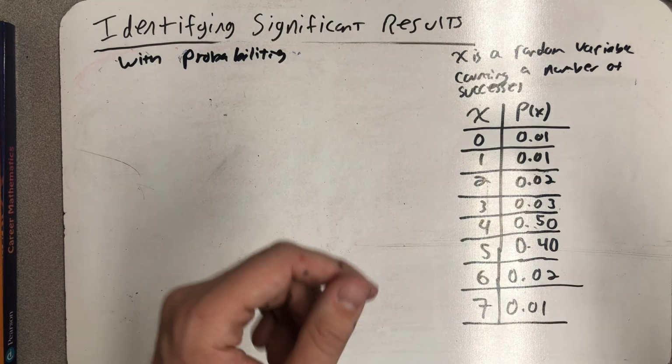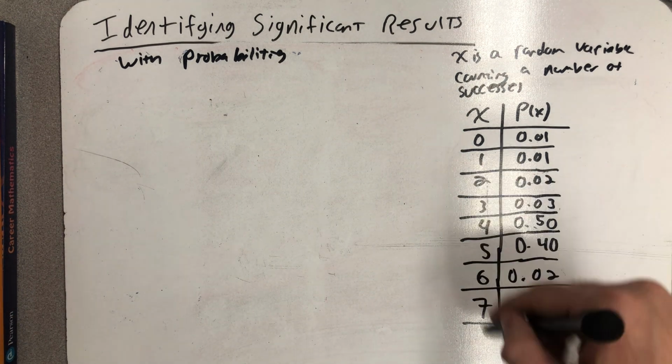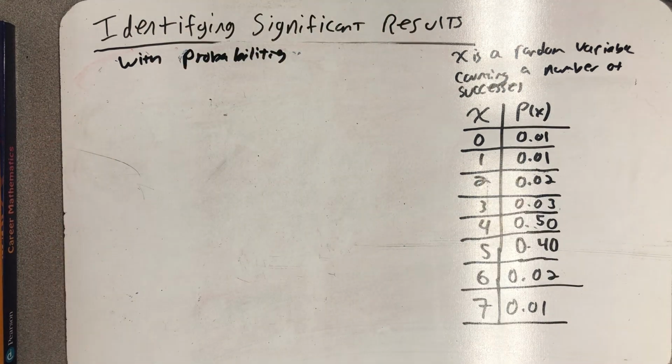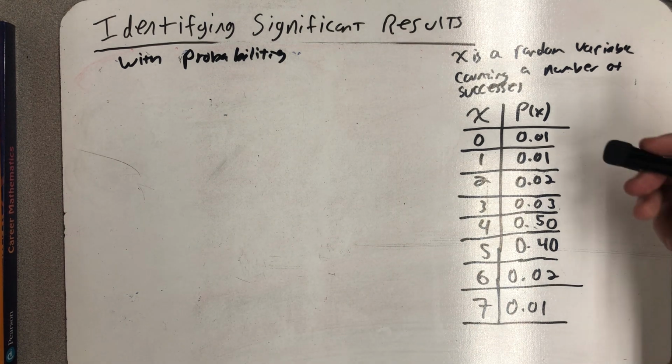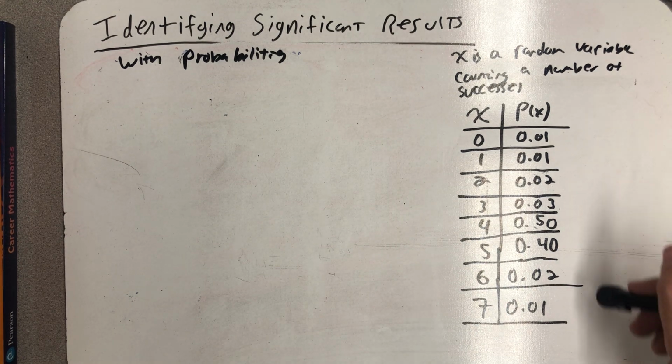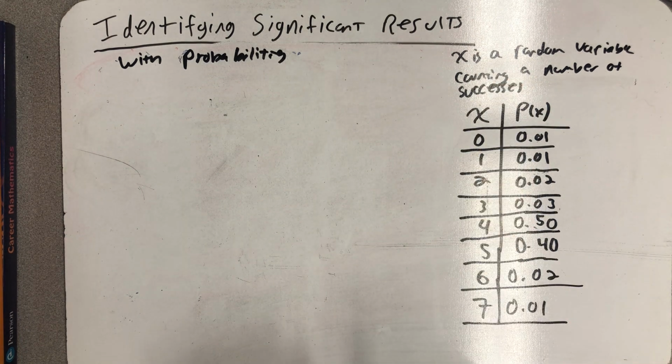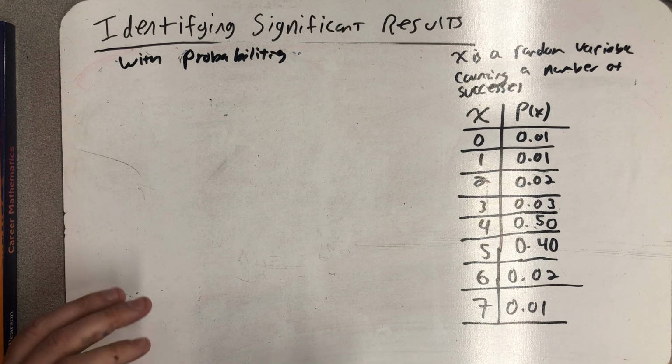So x is a random variable counting a number of successes, and we have this probability distribution. And I don't know what we're actually counting, but this really is a probability distribution. I have numeric data. Each probability is between 0 and 1, and they all do total to 1. And you can pause the video here and check that. So I want to talk about what it means to have a significantly high number of successes and a significantly low number of successes using these probabilities.